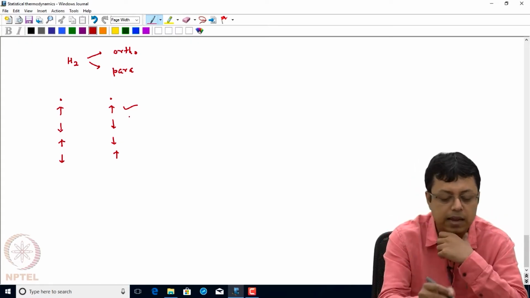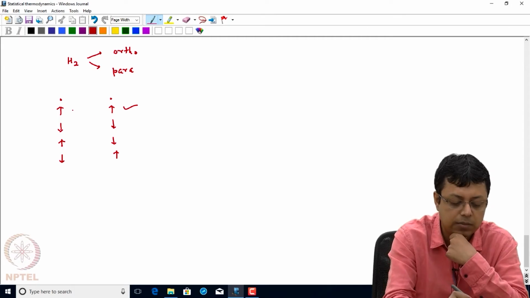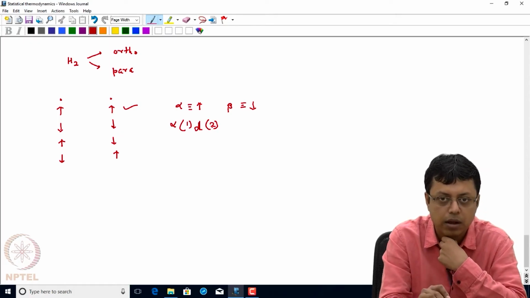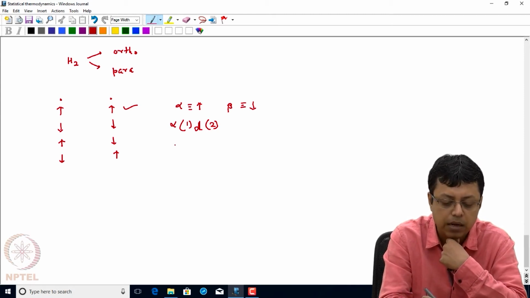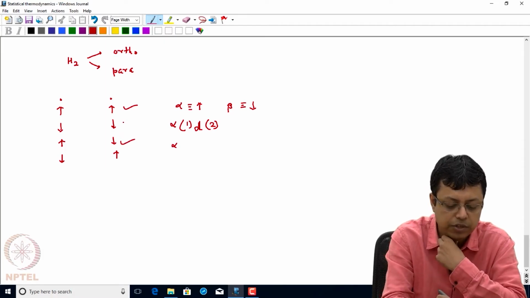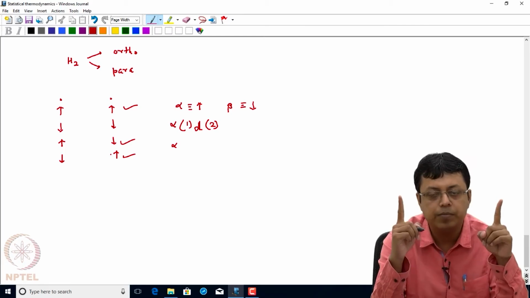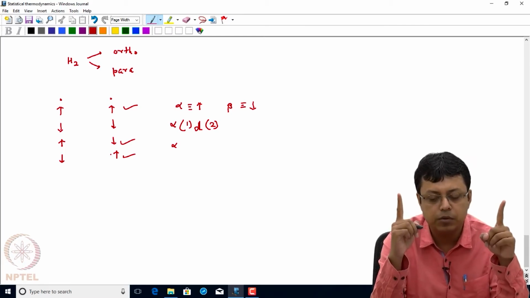Let's say I call the up spin the alpha spin and the down spin the beta spin. Then you can easily figure out that if I have nucleus 1 in the alpha state and nucleus 2 in the beta state, and I interchange the numbers 1 and 2, it changes the total spin part of the wave function. That is a problem, because nuclei are indistinguishable, so you cannot say which one is up spin and which one is down spin.